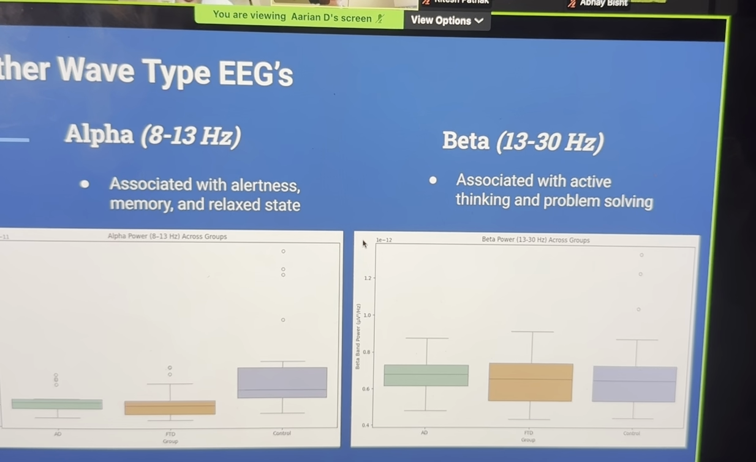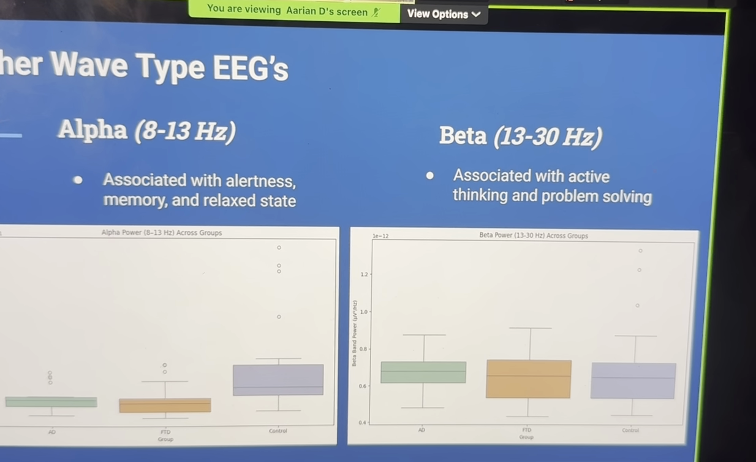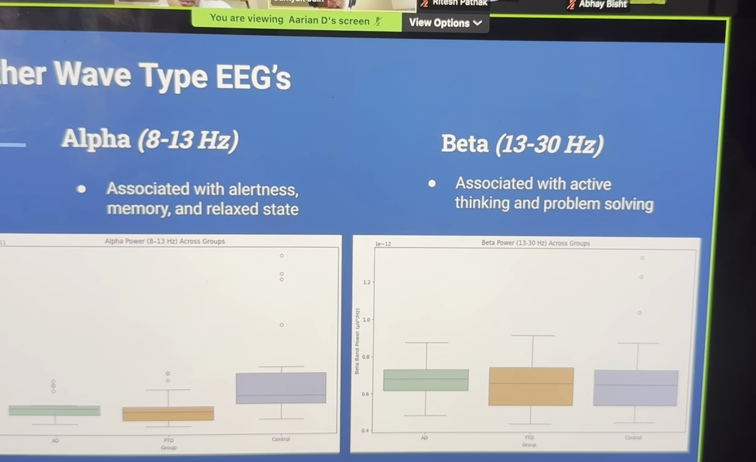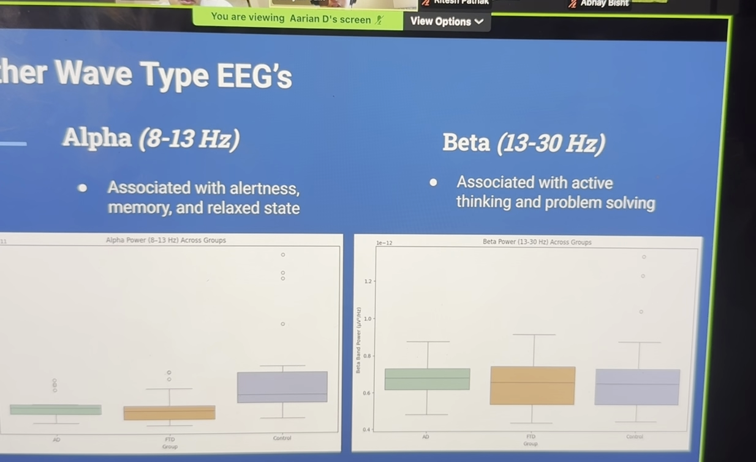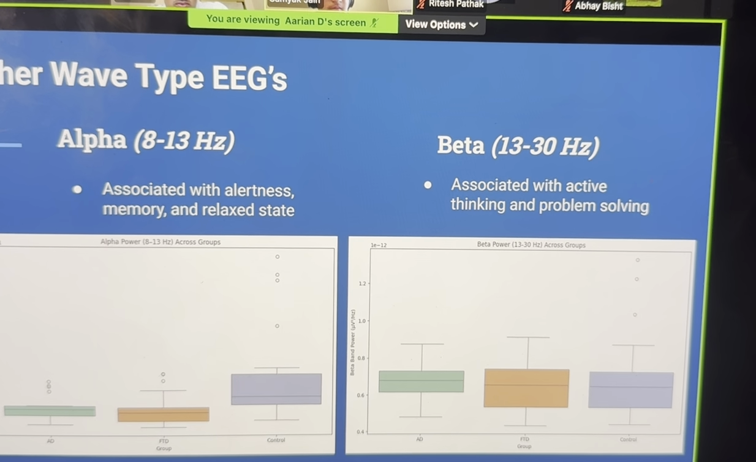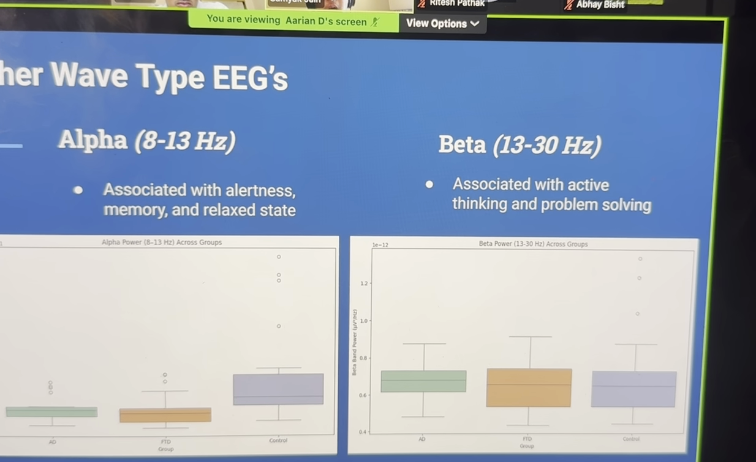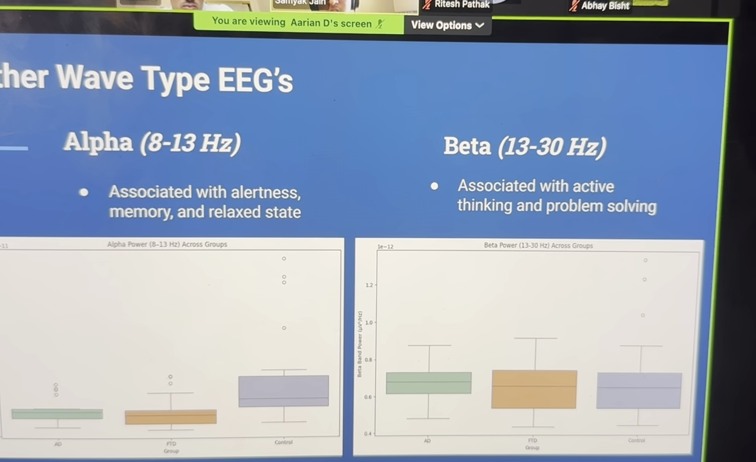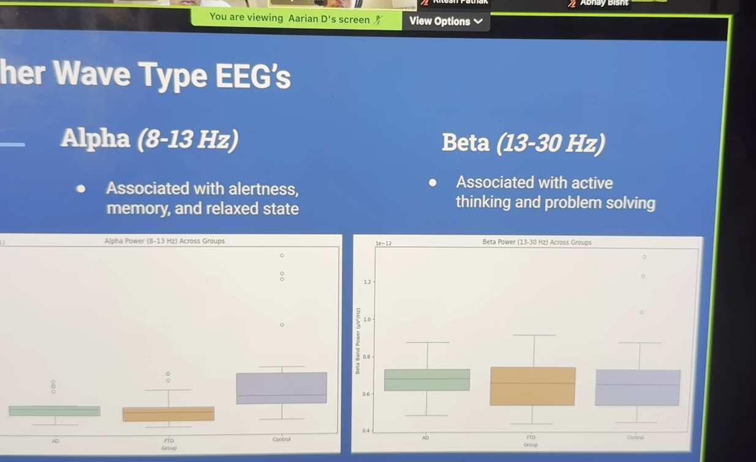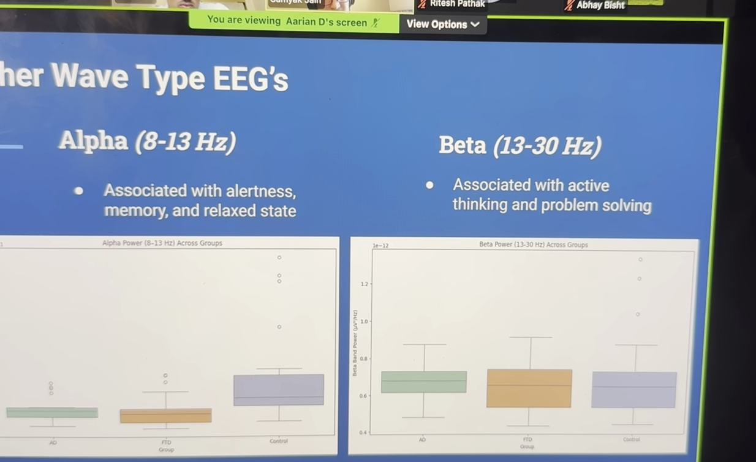So we also tried to find other connections, like between the control population and frontotemporal and Alzheimer patients, to try to find links between certain other data, certain wave powers that can help find differences between the two. So the first one was alpha power, which is a frequency of 8 to 13 hertz, and this is mainly associated with alertness and memory and having a relaxed state while also being alert.